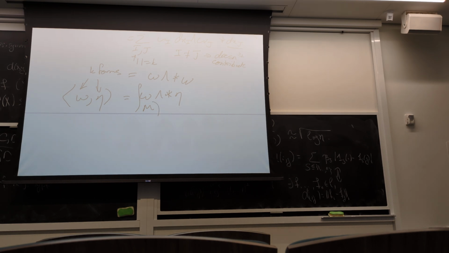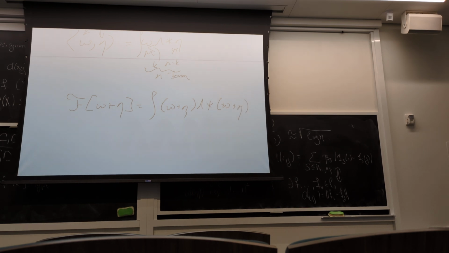So these are k forms. So this one's also k. This one is n minus k. So their wedge is an n form, and so it makes sense to integrate this. Okay, nice. So what was our goal? Our goal was to analyze f of omega plus eta, which now we can see is the integral of omega plus eta wedge star eta.